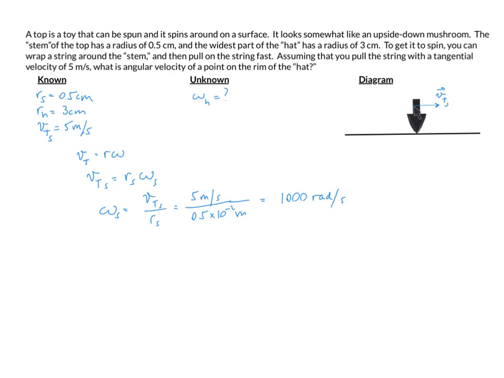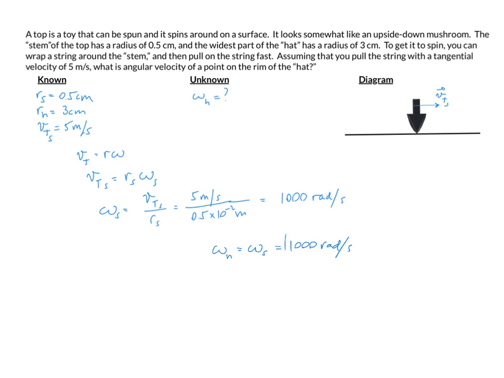And now I don't want the angular velocity of the stem. I don't want the angular velocity of this portion that's spinning. I want the angular velocity of the hat part. How are those related? Well, when you have a solid object like this that is spinning, every single point on it has the same angular velocity. So the angular velocity of the stem and the angular velocity of the widest part and the thinner part, all of those have the same angular velocity. So it turns out that the angular velocity of the hat part is equal to the angular velocity of the stem, so that is 1,000 radians per second.